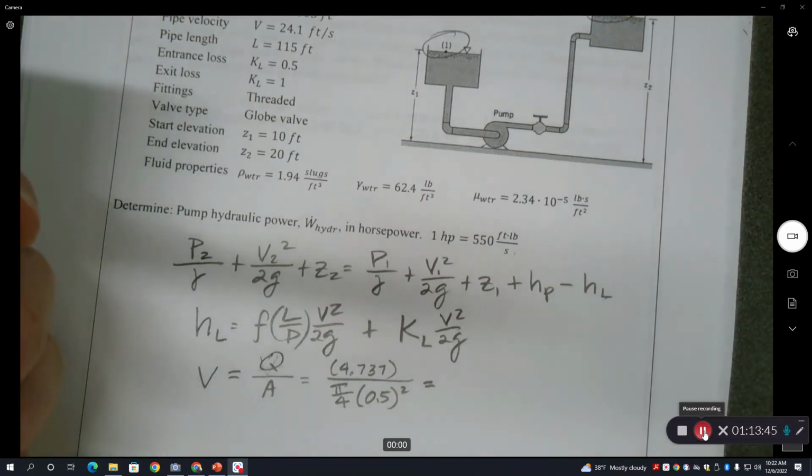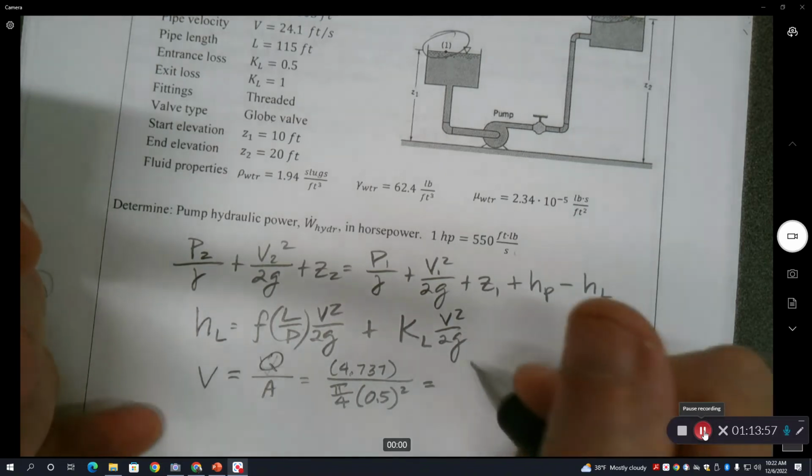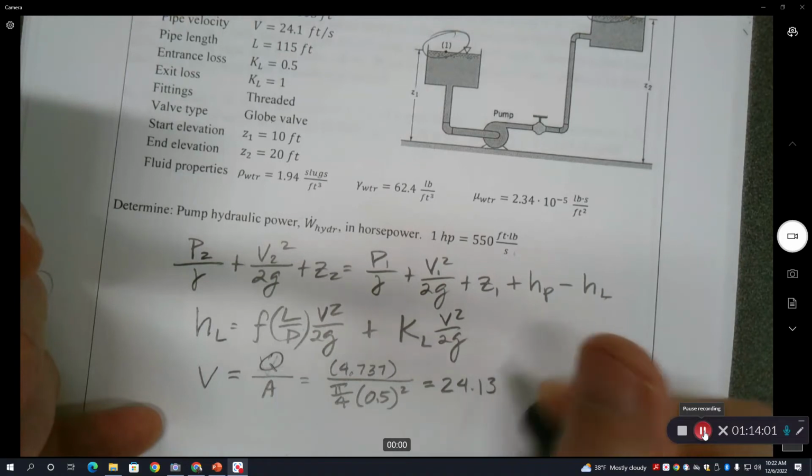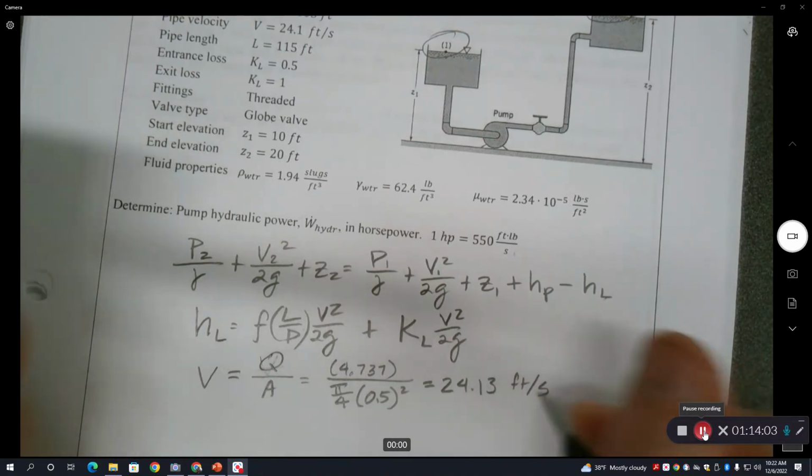So 4.737 pi over 4. So I think we end up with 24.13 feet per second.